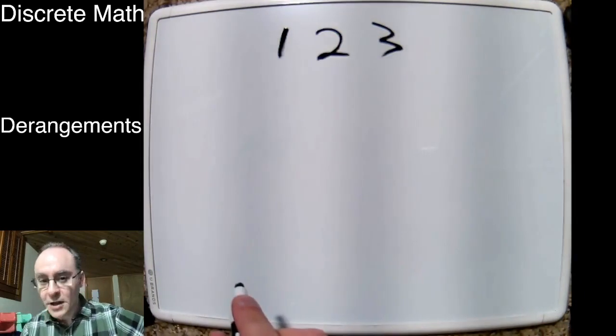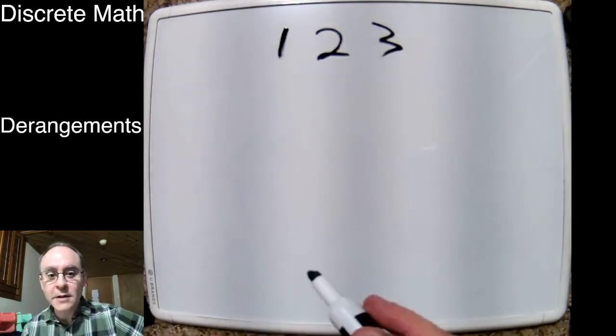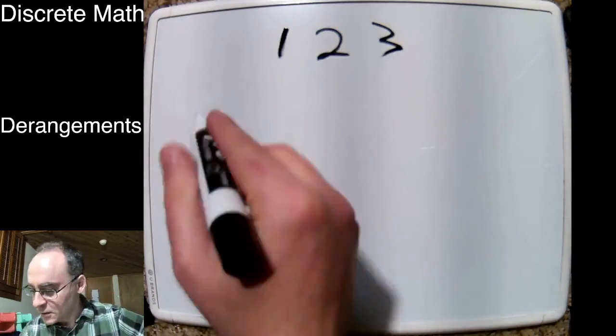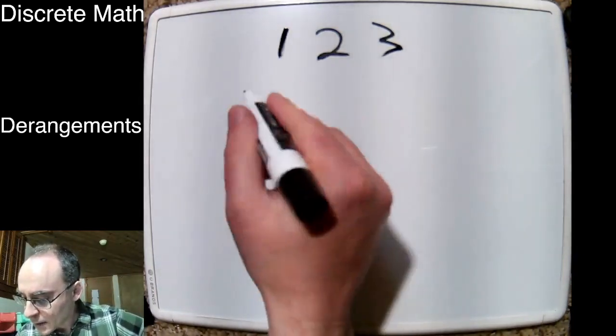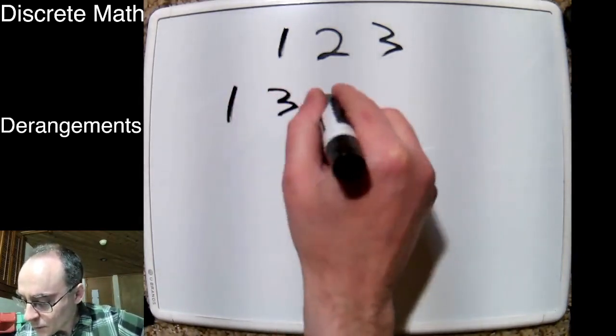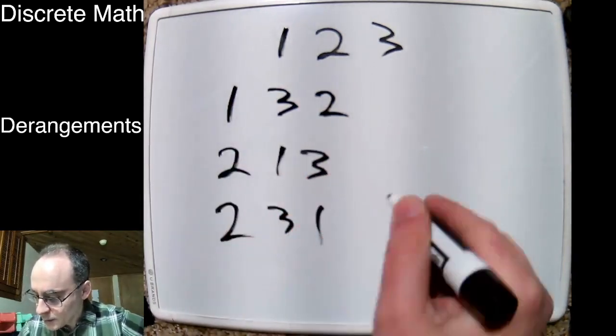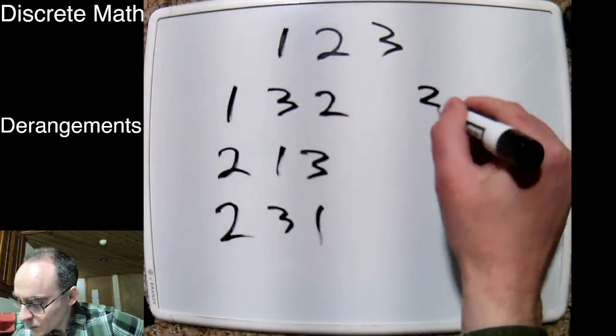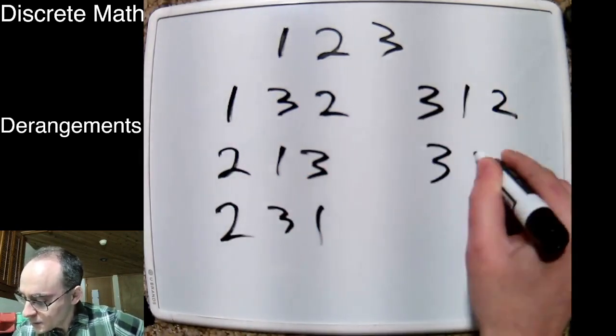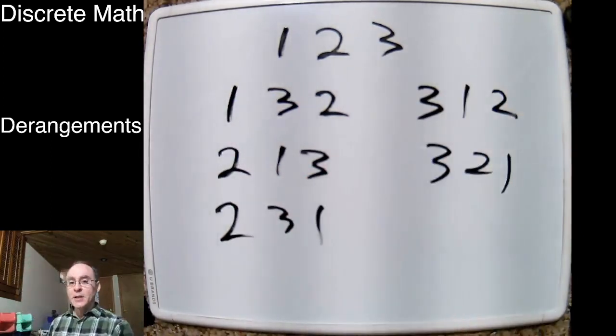we know that in general there's n factorial permutations. So there's 6 permutations of this. We can write them out. 1, 3, 2, 2, 1, 3, 2, 3, 1, 3, 1, 2, and 3, 2, 1. So with the original, that's 6 permutations.